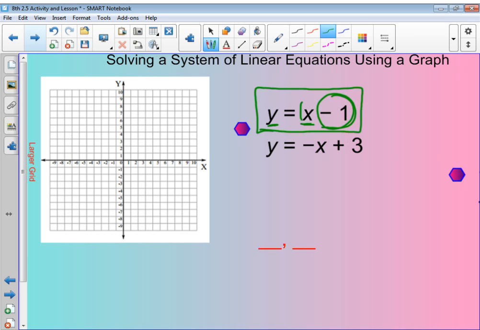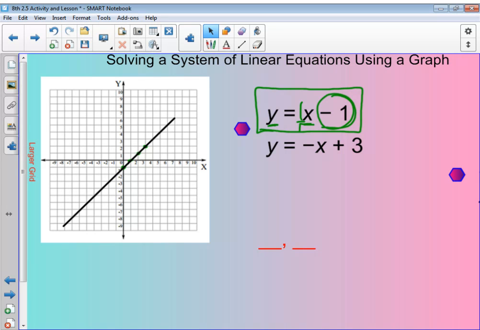So when I start this first equation, I'm going to go to -1 and put my dot. And then I'm going to follow my slope. So my slope is just an x, which means 1x. And remember, when it's a whole number, it's always over 1. So I'm going to go up 1 over 1, up 1 to the right 1. And I'm going to do a couple of those just to make sure that my line is nice and straight. Okay, so now I'm going to draw my line through that. Okay, so there's my first line.